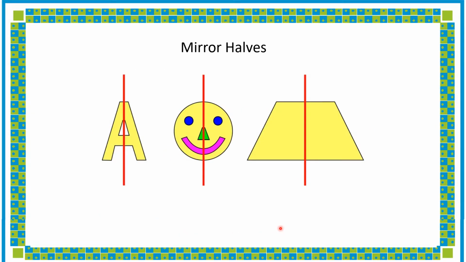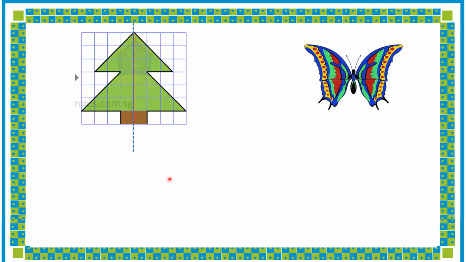There are some shapes which, when folded from the middle, divide themselves into two equal parts, and each part covers the other one completely. So such parts are called mirror halves. Here is a picture. If it is folded from the middle, then its both parts are exactly the same.